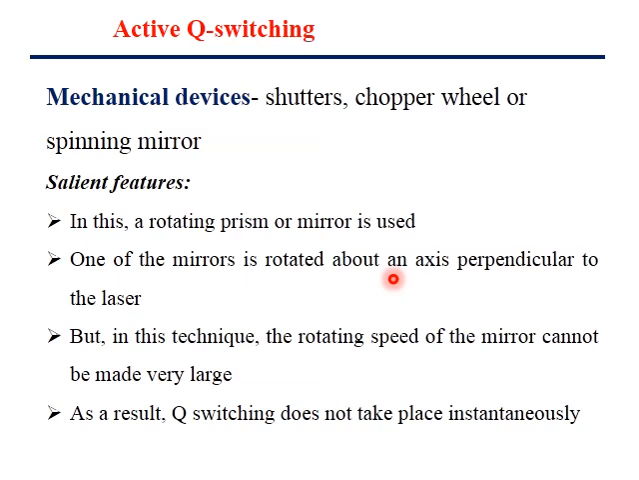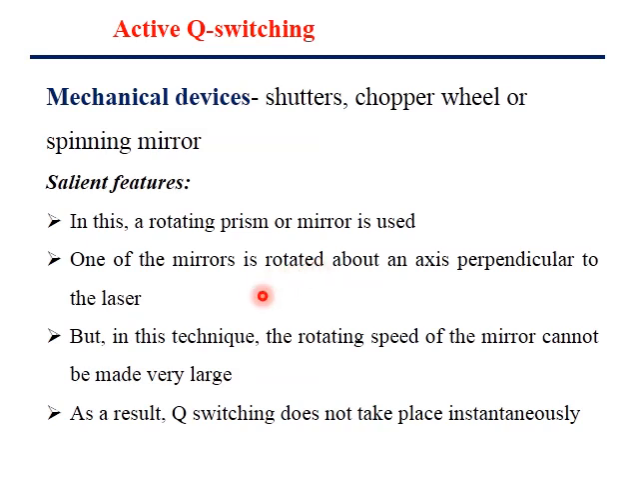Okay, now let's discuss in detail the mechanical devices: shutters, chopper wheel, or spinning mirror, as already mentioned. What are the salient features of such mechanical devices? In this technique, a rotating prism or mirror is used. One of the mirrors is rotated about an axis perpendicular to the laser, meaning perpendicular to the beam propagation direction.